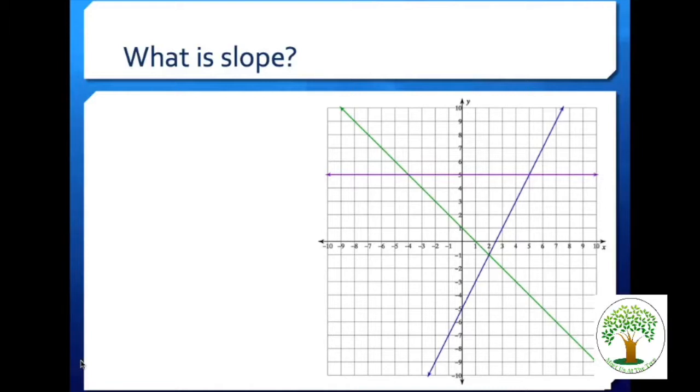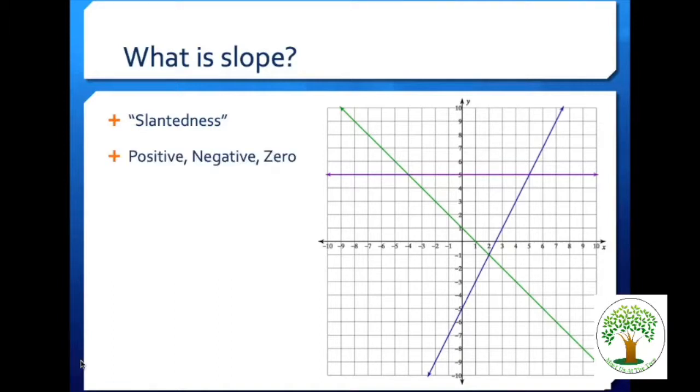And the question is, what is slope? Does anybody have an idea? It's the slant of the line. That's exactly right. And I even put a strange word up here, and I don't even know if it's a real one in the dictionary. It's the slantedness. How slanted something is, okay?